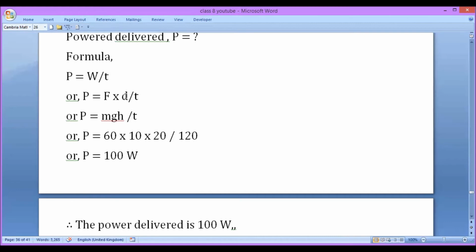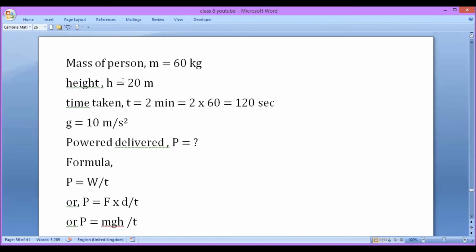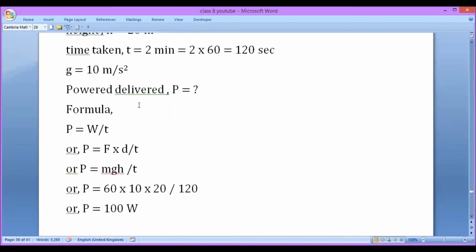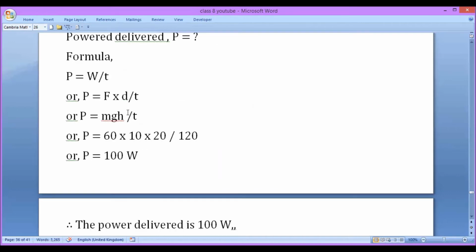And D, here is the height. Due to acceleration due to gravity, D is H, so that we can write H at the place of D. D and H are nearly similar. So that P is equal to mgh divided by T. This is the required formula to determine this power delivered.